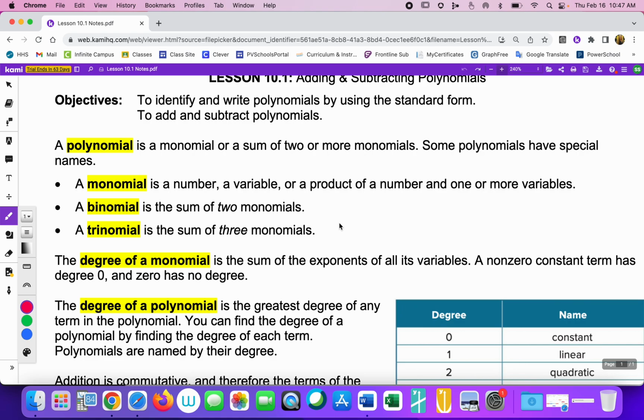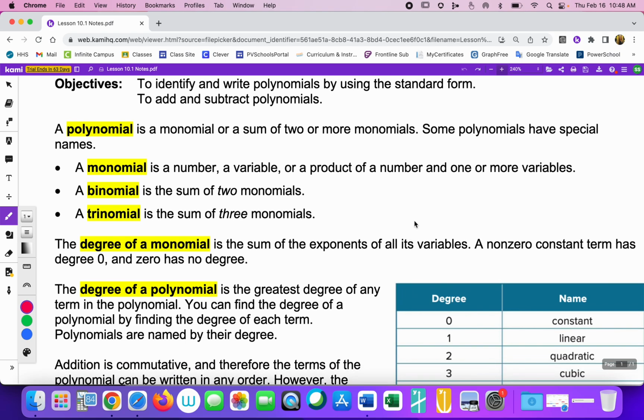A binomial, the prefix bi means two, so that's two monomials. So if you've ever seen x plus 3, that is a binomial, because it's two terms being added together. A trinomial would be 3. Anything past a trinomial is just called a 4-term polynomial, a 5-term polynomial. Those don't have special names, just these 3 do, but the prefix poly means many, which means at least one. Technically a monomial is a polynomial, but generally we refer to that as multiple.